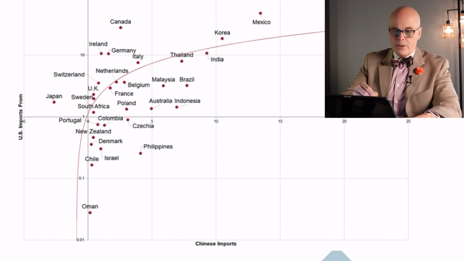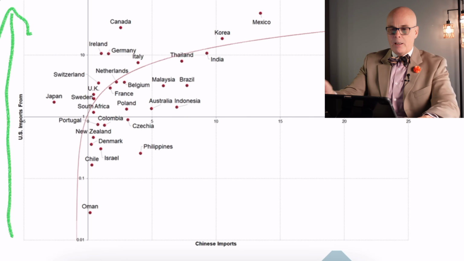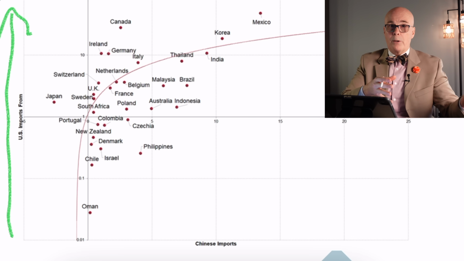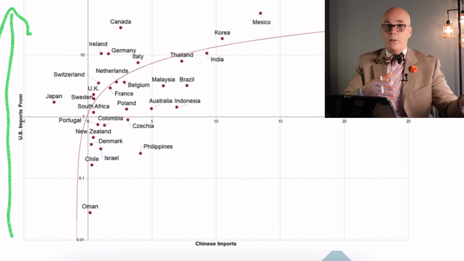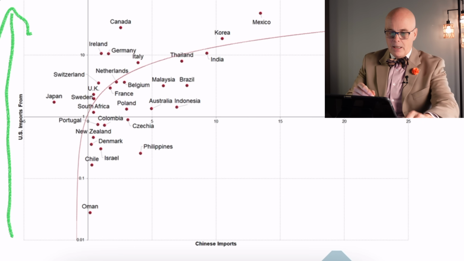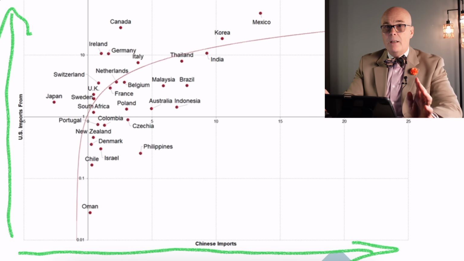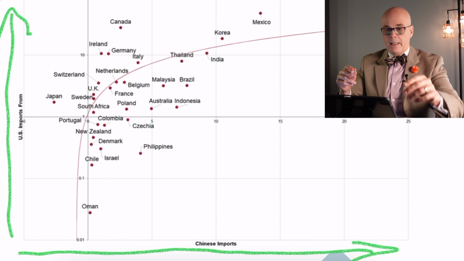This chart shows us on the vertical axis the amount of exports coming from a given country to the United States. The higher up on the grid you are, the more your country is exporting to the United States. Or to put it in the reverse, the higher amount of imports the US receives from that country. The horizontal is the given relative amount, I should say, of imports into that country that are coming from China. So let me just explain that a little bit better.